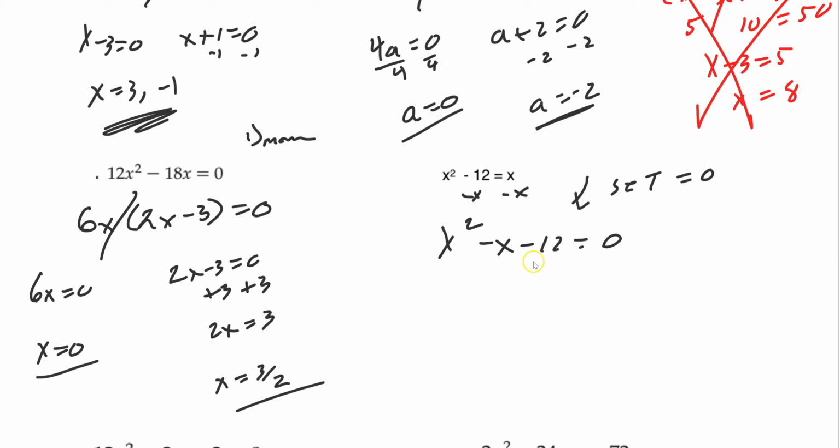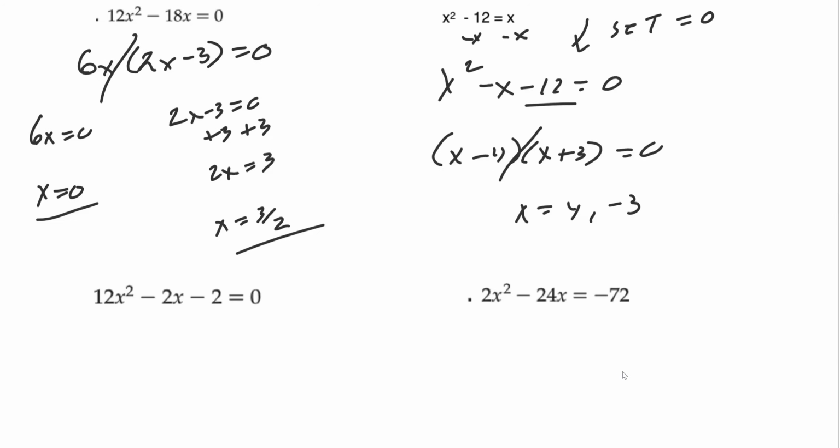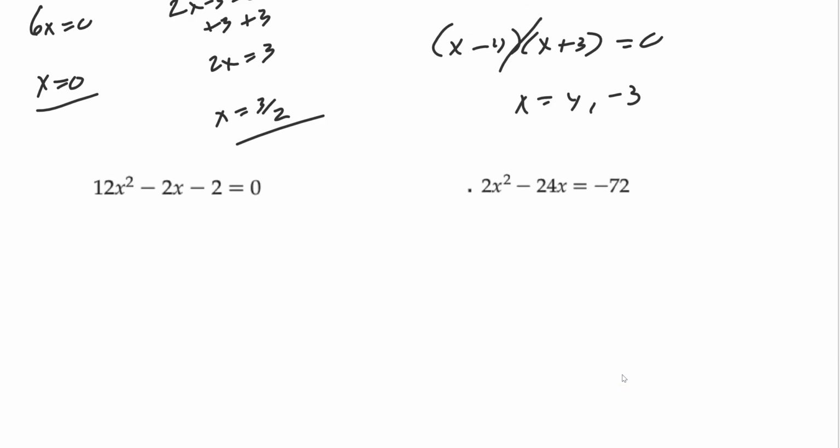All I've got to look at is negative 12. Two things that multiply to get negative 12, but add to get negative 1. So x minus 4, x plus 3. Then you can split and solve: x equals 4 and negative 3. A couple more.